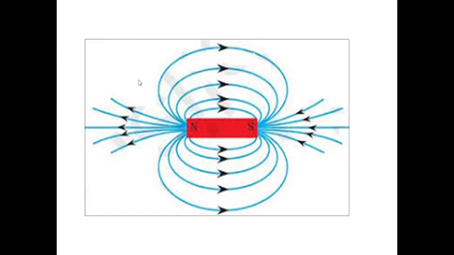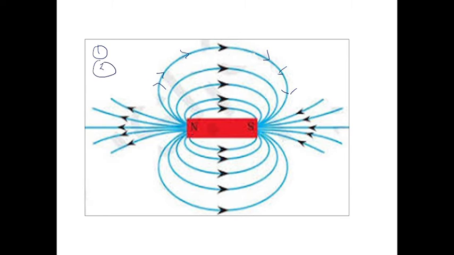Next topic is magnetic field lines. I am going to explain magnetic field lines with this diagram. This is the bar magnet. This is the north pole and the south pole. Magnetic field lines originate from the north pole and go into the south pole outside of the magnet. This is the first property. Outside of the magnet, they originate from the north pole and go into the south pole.